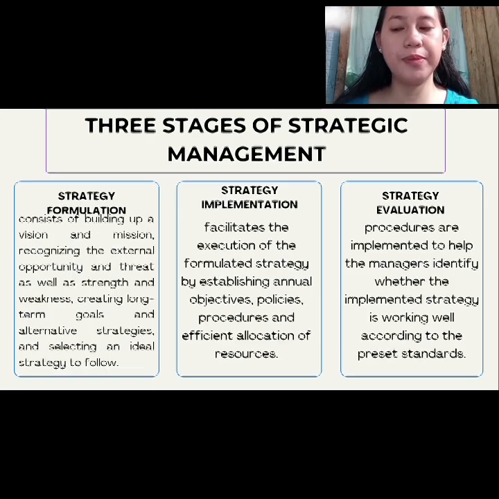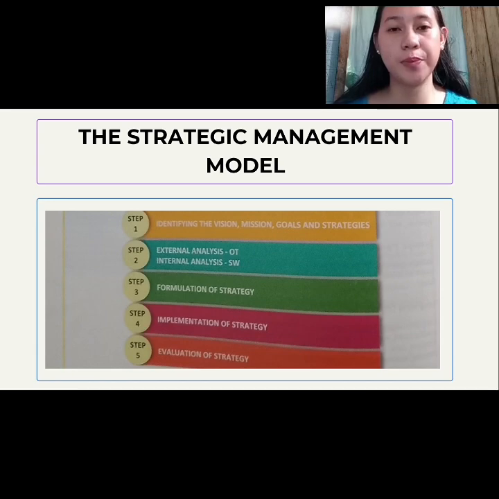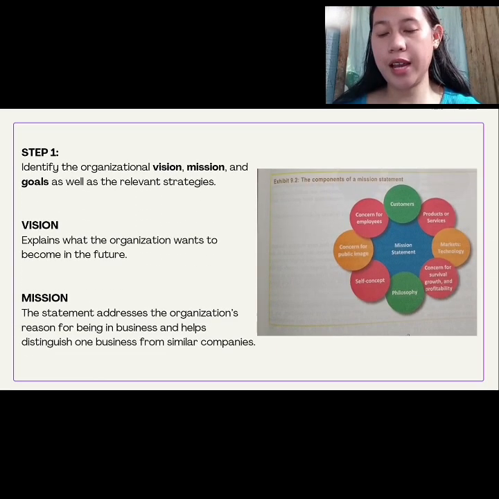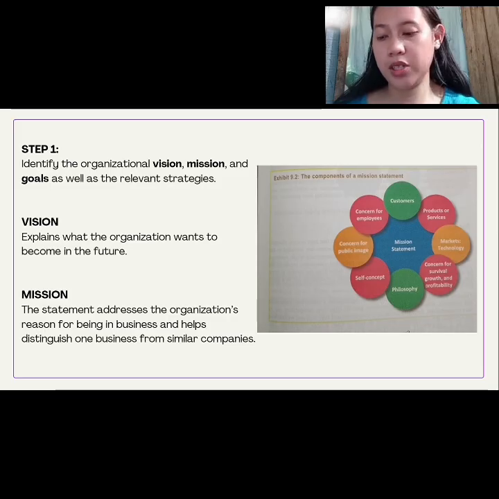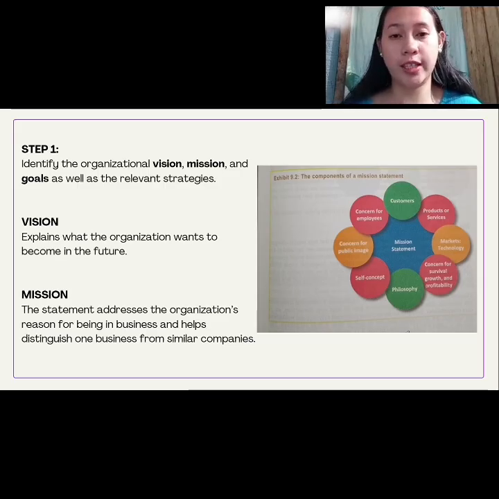There are 5 steps of the strategic management model. So step 1 is to identify the organizational vision, mission, and goals as well as the relevant strategies. So step 1, define vision, mission, and goals. So vision is your future aspirations, and the mission is your purpose and reason for being. And then your goals are your specific objectives.